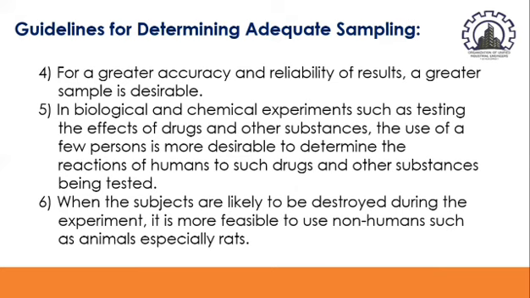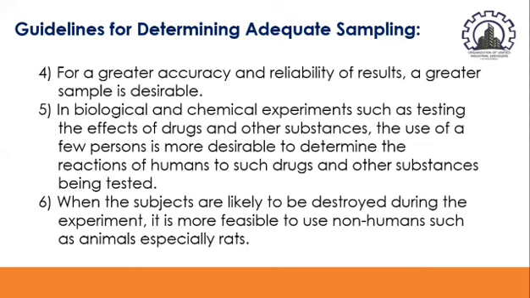And number five, in biological and chemical experiments such as testing the effects of drugs and other substances, the use of a few persons is more desirable to determine the reactions of humans to such drugs and other substances being tested. Okay? And number six, when the subjects are likely to be destroyed during the experiment, then it is more feasible to use non-humans such as animals, especially rats.